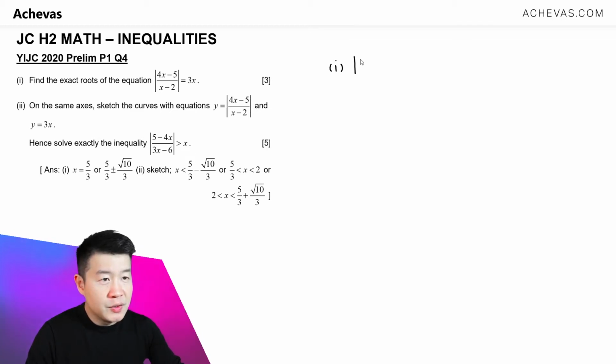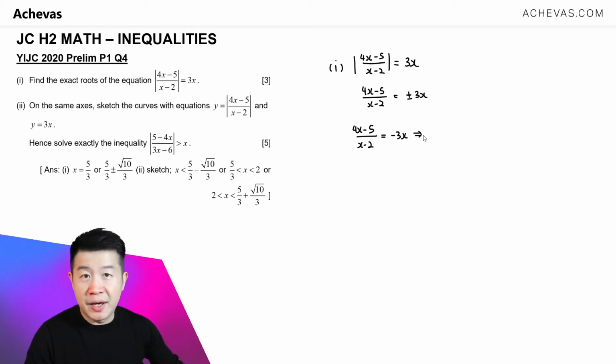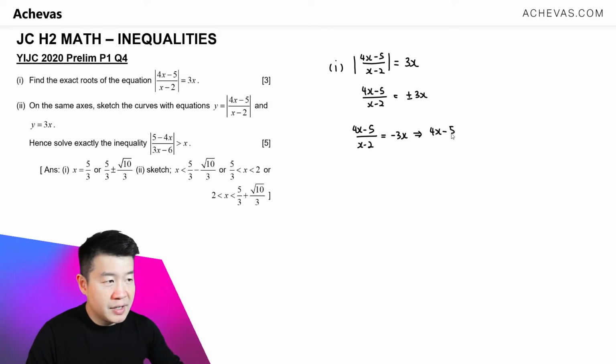We're given the equation modulus of (4x minus 5) over (x minus 2) is equal to 3x. Removing the modulus, we have (4x minus 5) over (x minus 2) is equal to plus or minus 3x. Let's focus on minus 3x. Cross multiplying, we will be getting 4x minus 5 equal to minus 3x squared plus 6x.